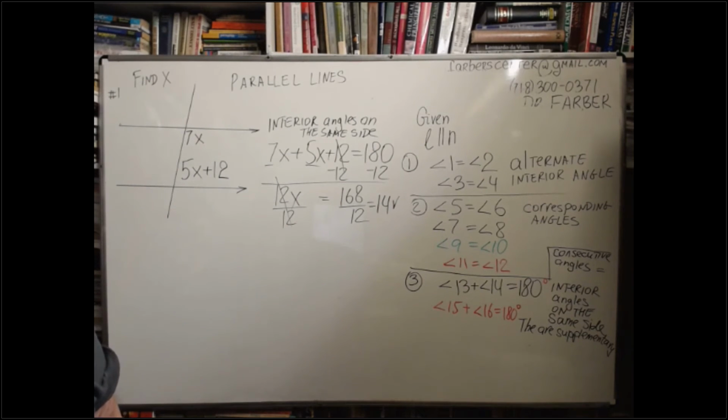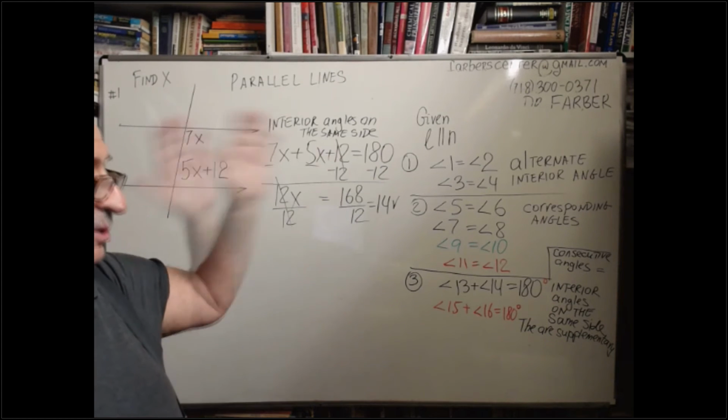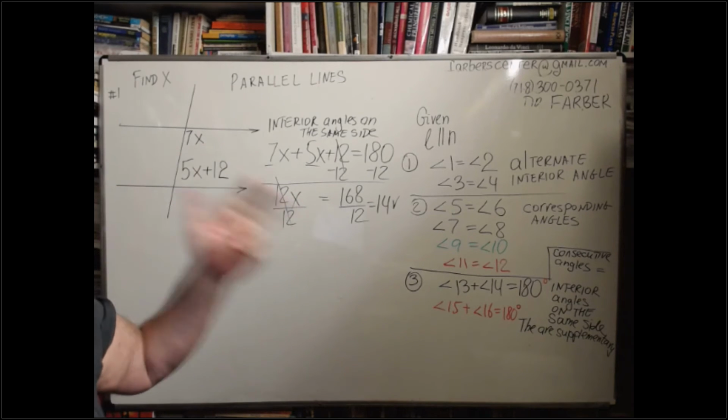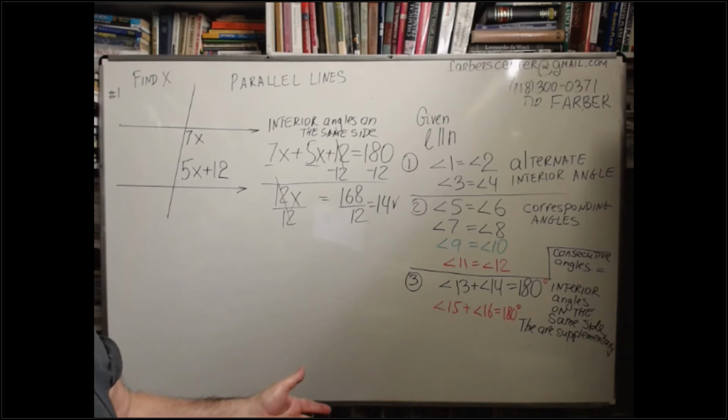First of all, we have to define what kind of animal it is. Animal number 3: interior angles on the same side. What property do they have? They are supplementary, 180 degrees. Make them 180. That's it. After that comes the equation.